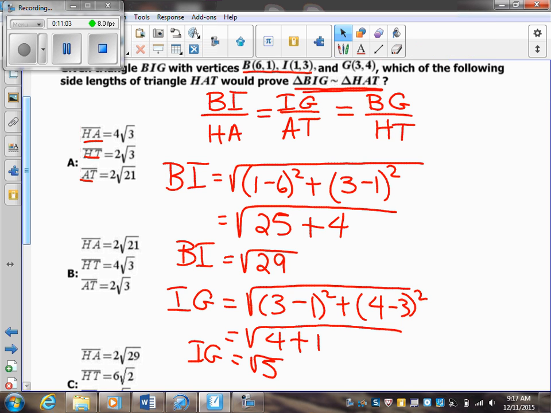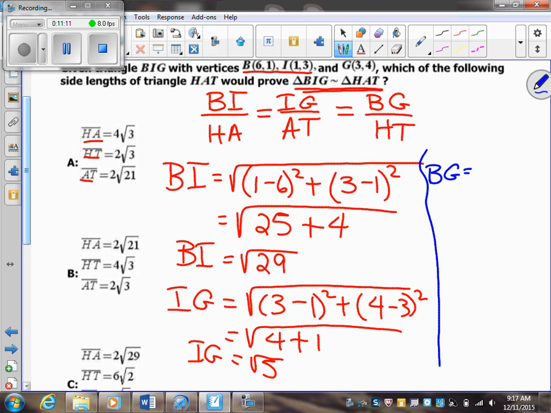Then the last one is, I might as well do the whole thing, BG. So I'll just do it here so that I don't have to go up and down. BG is the square root of B to G. So it's going to be 3 minus 6 squared plus 4 minus 1 squared.